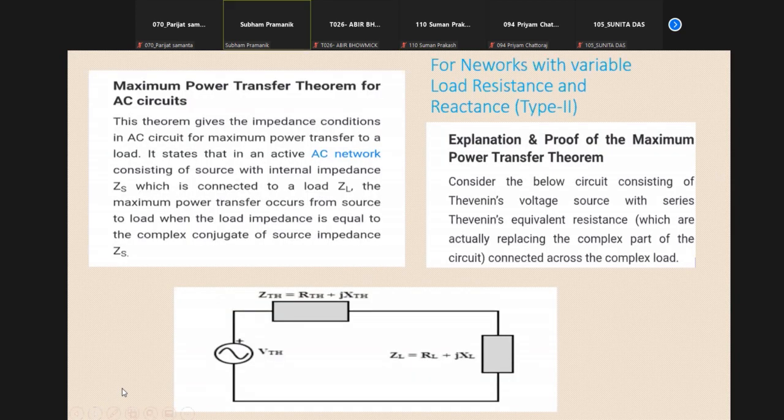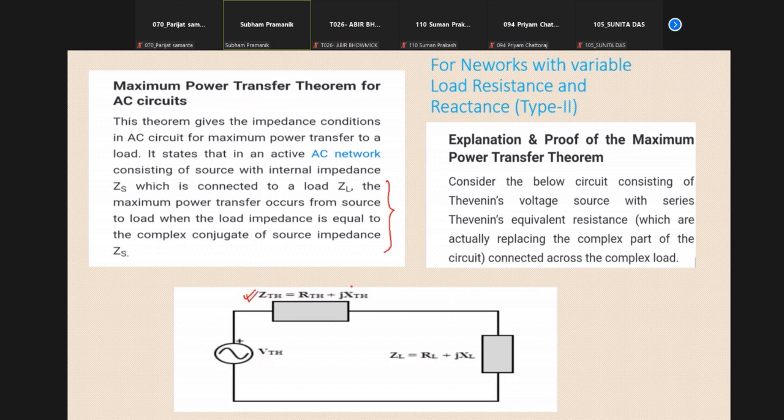Here is the statement of maximum power transfer theorem. Actually, the main statement is here. If you observe, the maximum power transfer occurs from source to load when the load impedance is equal to the complex conjugate of the source impedance. This portion is actually the statement. However, you see that instead of writing that as ZS, it is written as ZTH.